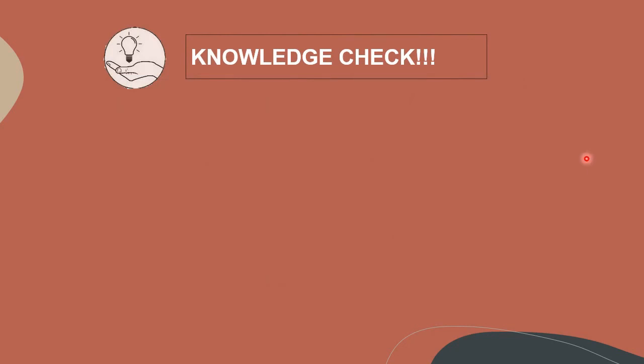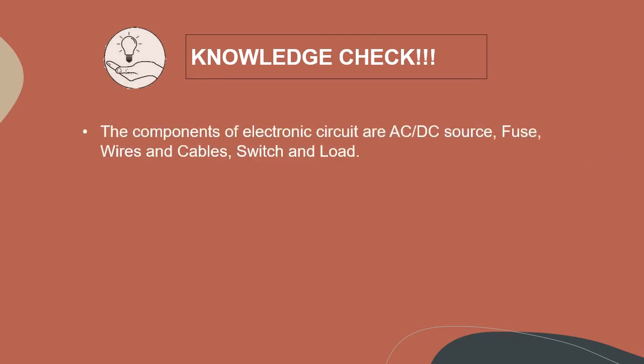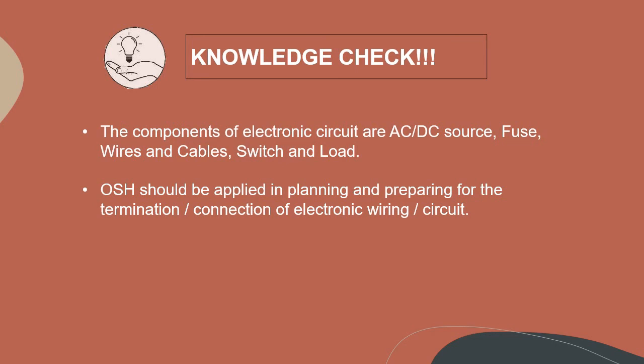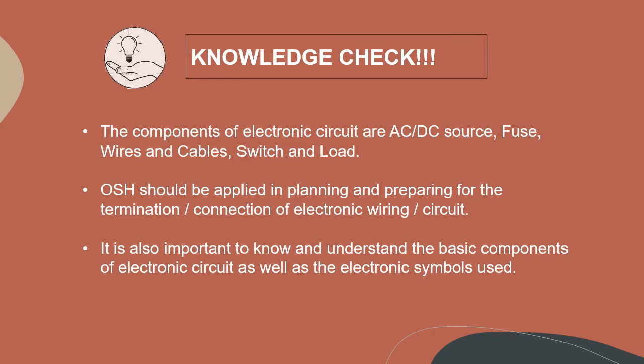And that's it for our discussion. It's time to check your knowledge. The components of an electronic circuit are AC, DC source, fuse, wires and cables, switch, and load. OSH should be applied in planning and preparing for the termination or connection of electronic wiring or circuit. It is also important to know and understand the basic components of electronic circuit as well as the electronic symbols used.